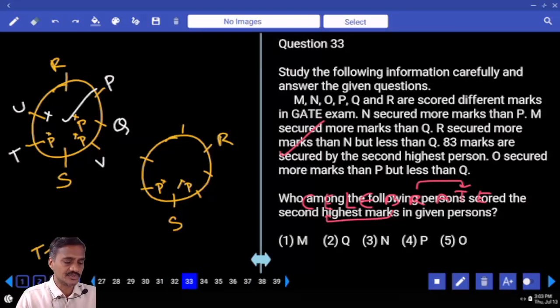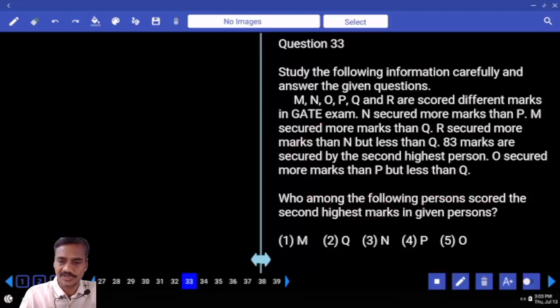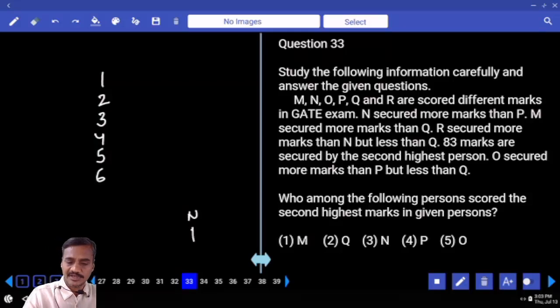Now in this 33 to 35, M, N, O, P, Q, and R, 6 different marks in the GATE examination. Now these 6 persons are being compared in the marks they have secured in a GATE examination. Then N secured more marks than P. N is more than P. M secured more marks than Q. M is more than Q. R secured more marks than N. R is more than N, but lesser than Q.